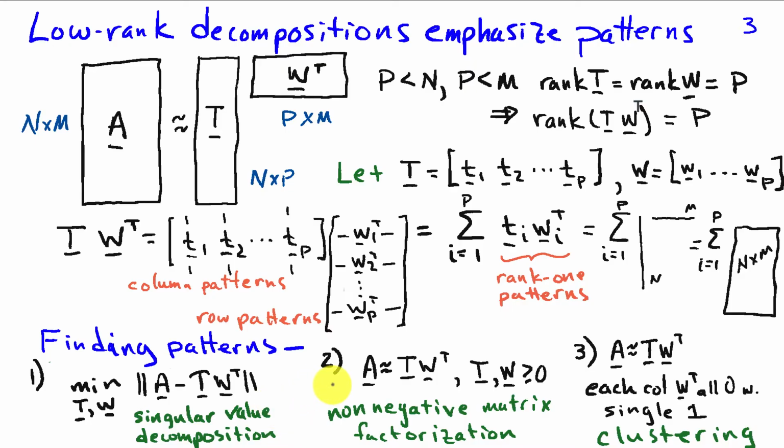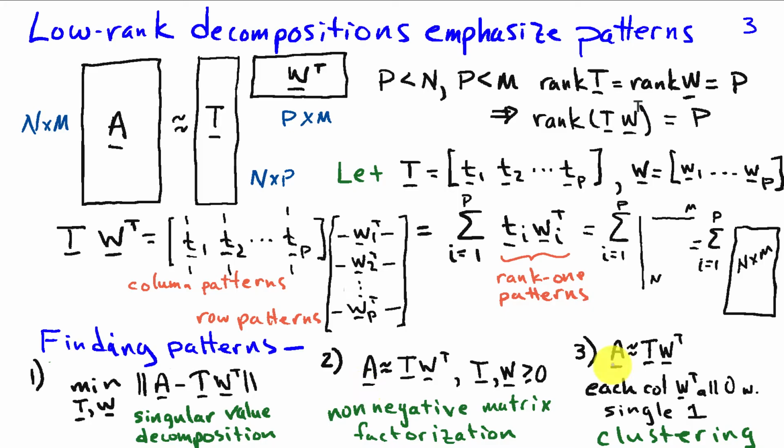Yet another approach is to factor A in terms of a product of matrices T and W transpose where all the elements of these matrices are non-negative. This is a so-called non-negative matrix factorization, and is very useful in certain problems where A contains positive entries, such as the term document matrix or a ratings matrix.